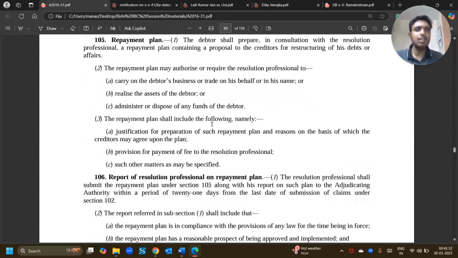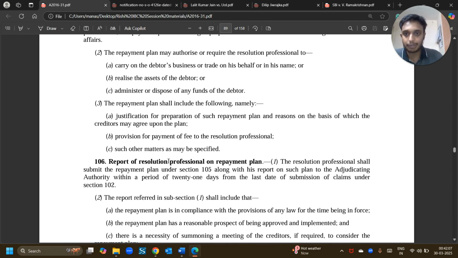Now coming to the repayment plan, which is our equivalent of a resolution plan in case of a CIRP. The personal guarantee equivalent is the repayment plan. Subsection 1 says, the debtor shall prepare in consultation with the RP a repayment plan containing a proposal to the creditors for restructuring of his debts or affairs. So here you can see that similar to PPIRP, where the promoter of an MSME has the right to sit and make a base resolution plan, here it is the debtor who shall be preparing the repayment plan, and that too in consultation with the RP. Right, now this will be put forth before the creditors, that we shall see subsequently.